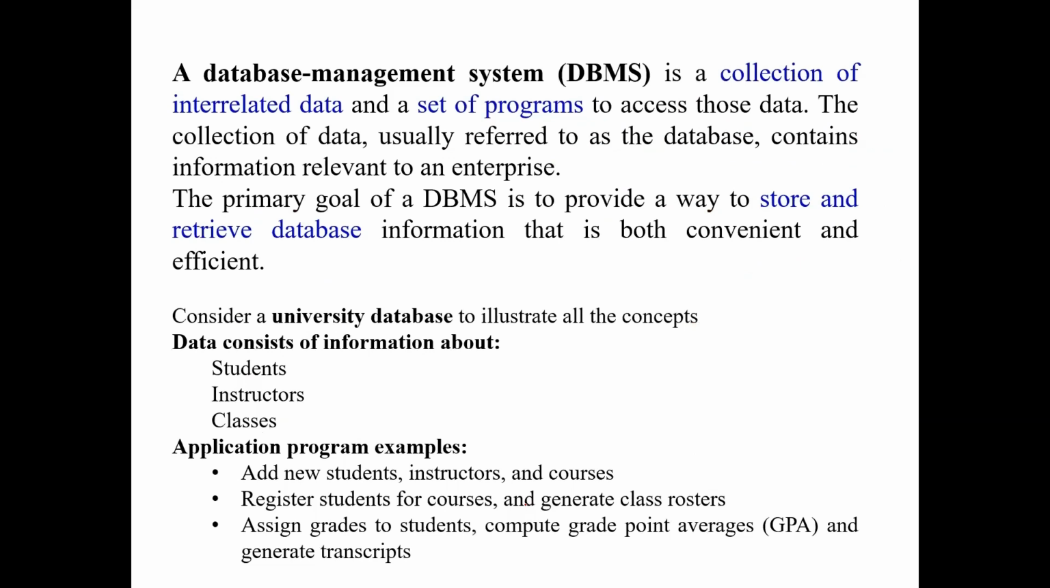Now, what is the definition of database management system? It is a collection of interrelated data and a set of programs to access those data. Interrelated data means the data which is related with each other. For example, here I have given the example of a university database. In this, the data is about the students, instructors, classes. This is the interrelated data. And the set of application programs is what we use to access this data.